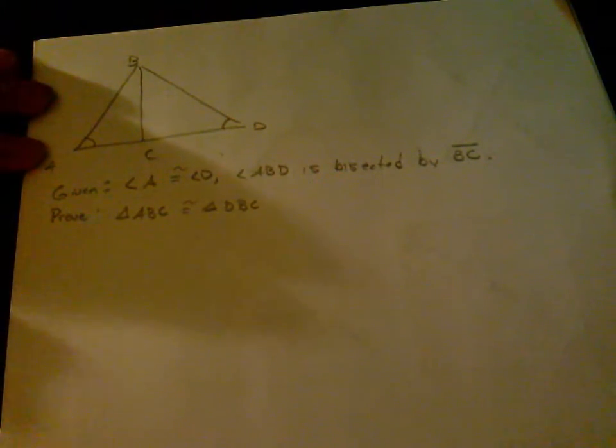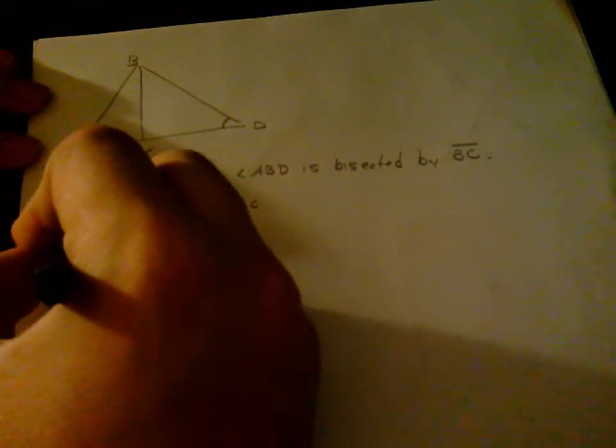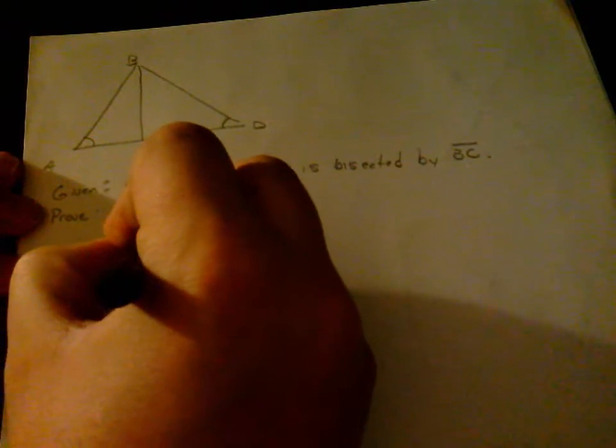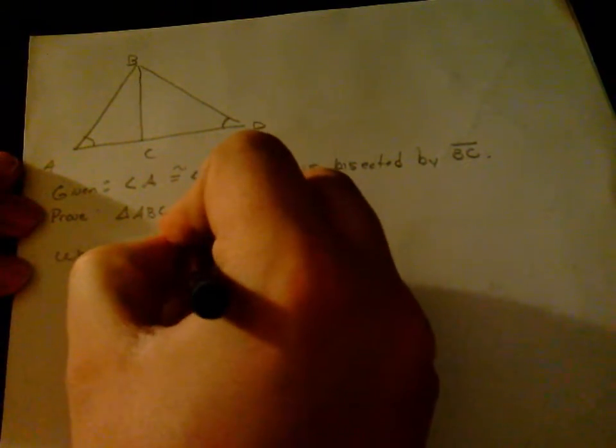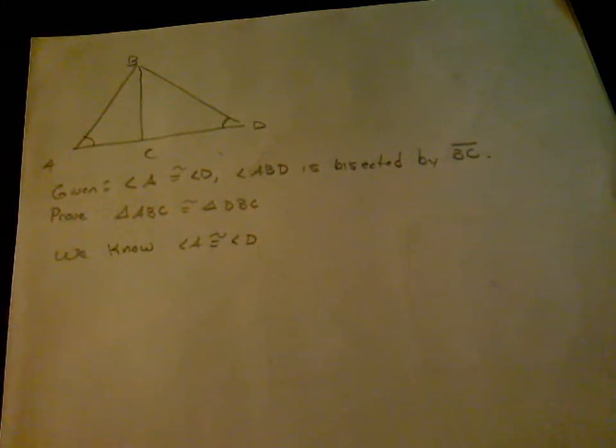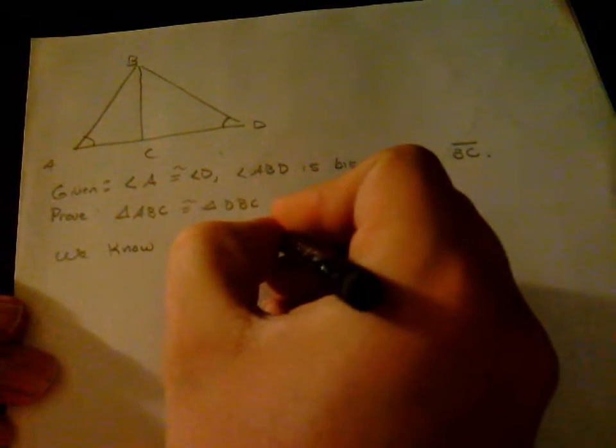So first we know A is congruent to D. Okay, so that's something that's given to us. So we're going to write we know statements. What do we know? We know angle A is congruent to angle D. Why do we know this? As I said before, what is the given? The given is information that is given to you. You don't have to prove it. Therefore, we know this because it was given to us.